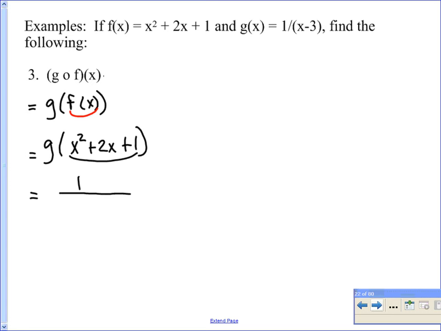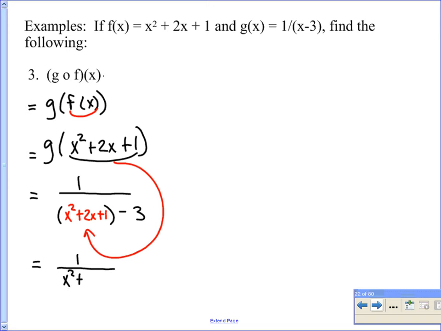So that's 1 over, there's my x, minus 3. Okay, that's my g. And then that guy is going here. So that becomes x squared plus 2x plus 1. And then from here, we just simplify. 1 over, and then I get x squared plus 2x minus 2. And this is what we're looking for. So that's g of f of x.